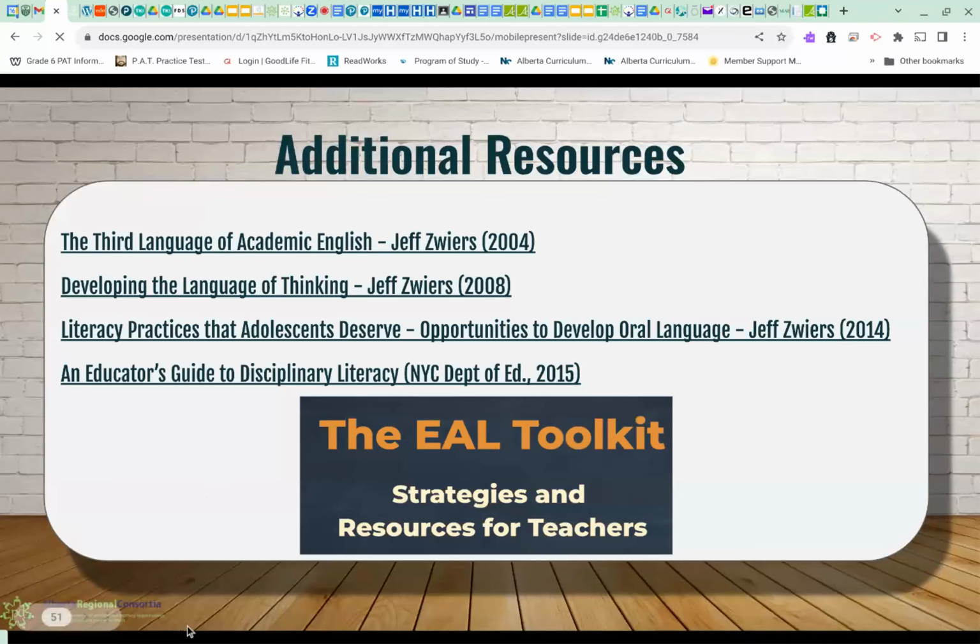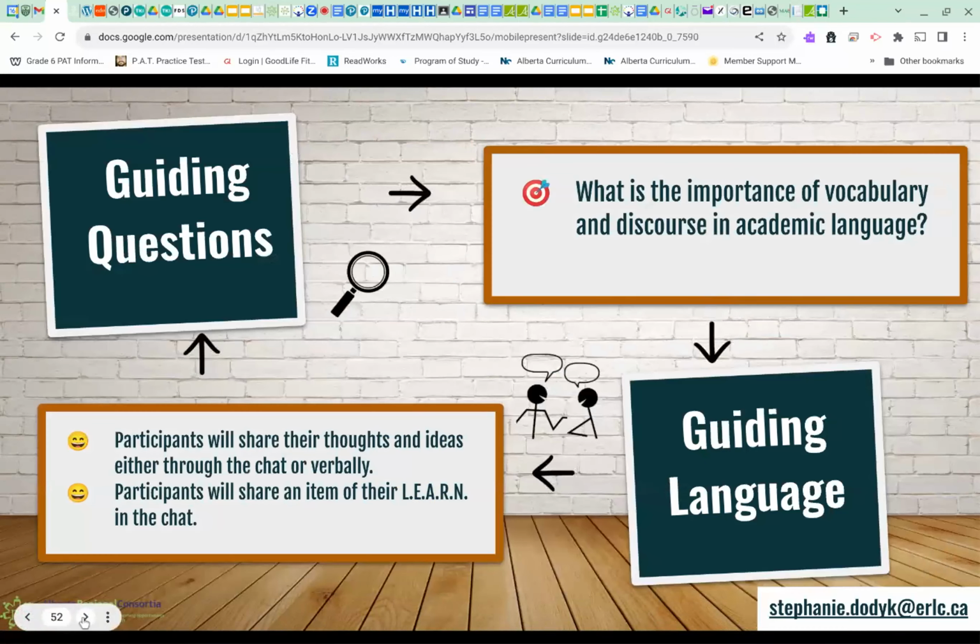Feel free to go through this toolkit. It's a resource that I worked on building over the summer for teachers. So lots of different strategies in there, lots of different resources for understanding language acquisition. Great.